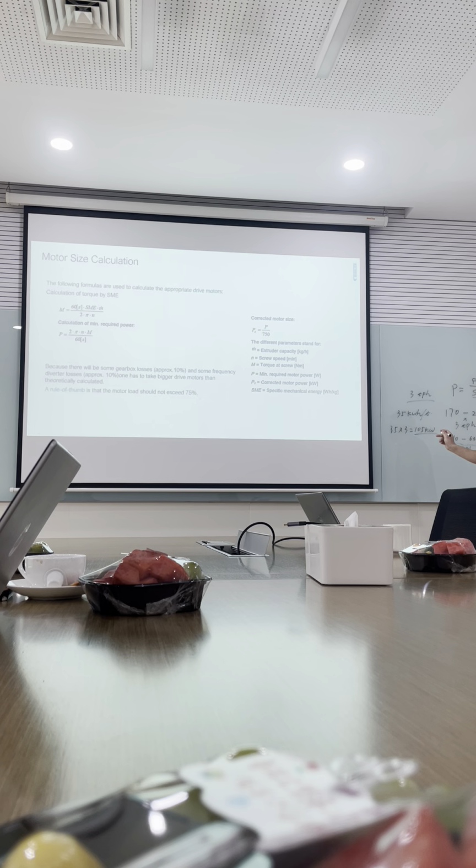This is the motor power, but we need to leave some space to avoid sudden higher amperage, right? And usually we need 15%, and we divide by 0.85, and then we can know it's more or less. This is the motor power we need to configure for our new extruder if we want to have 3 tons per hour and the SME of 35 kilowatt hour per ton.